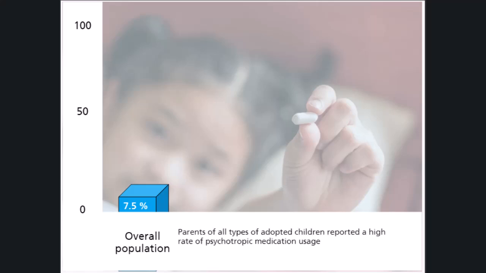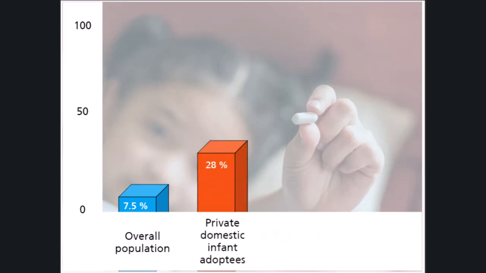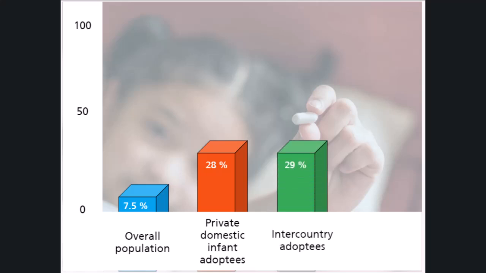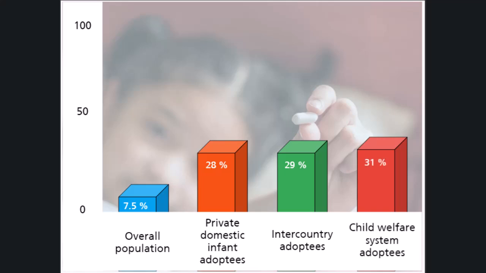According to the National Center for Health Statistics, 7.5% of U.S. children ages 6 to 17 take medication for emotional or behavioral difficulties. An Illinois study assessing the needs of close to 2,000 adopted children found that parents of all types of adopted children reported a high rate of psychotropic medication usage. 28% for private domestic infant adoptees, 29% for those adopted from another country, and 31% for those adopted from the child welfare system.